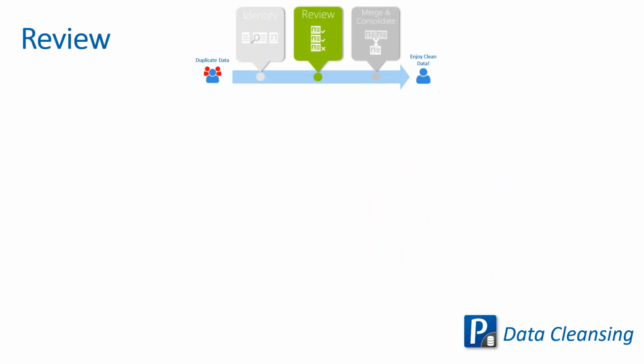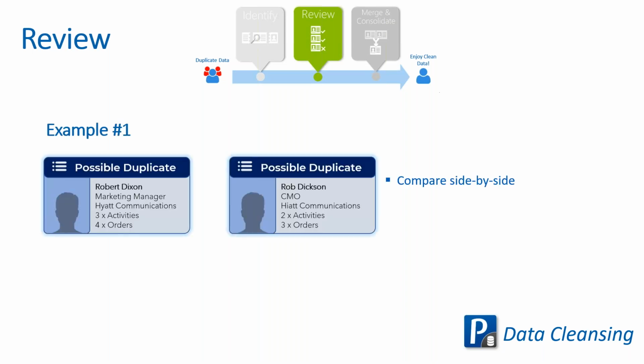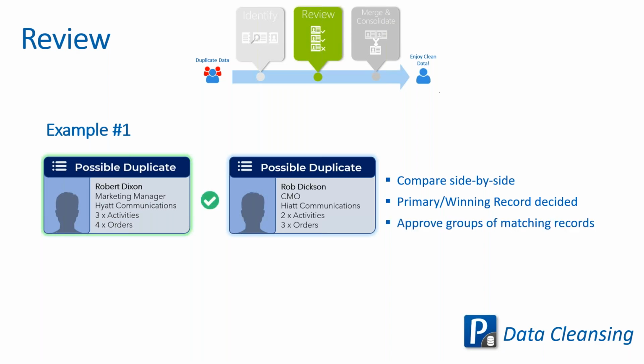Now, during the review, there are really 2 things that need to be decided. Is it truly a duplicate, and which is the winning or surviving record? Now to decide, you can compare these records side by side, right? So I can look at, for example, Robert Dixon here. Both work for Hyatt Communications, marketing managers, right? So these definitely look like duplicates. So I can decide which is maybe the winning record. Perhaps the one on the left is probably a better choice. Now I can do this manually, or I can do it programmatically if I like, and then ultimately approve anything that you want to be merged, okay?